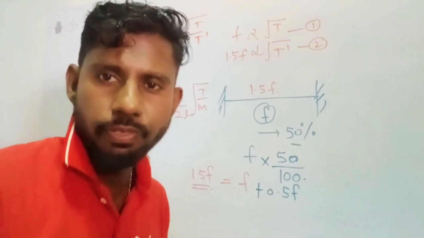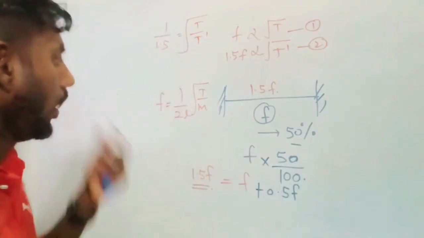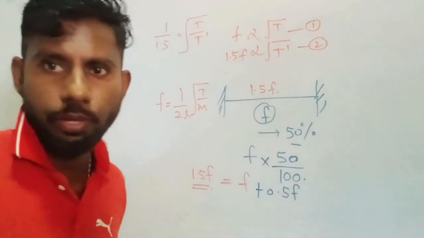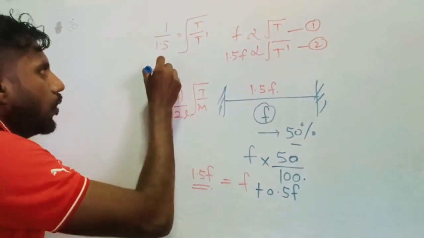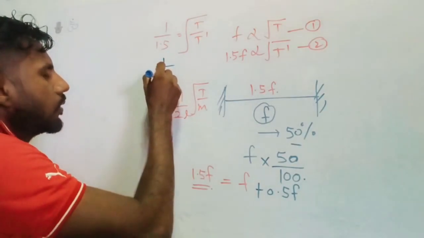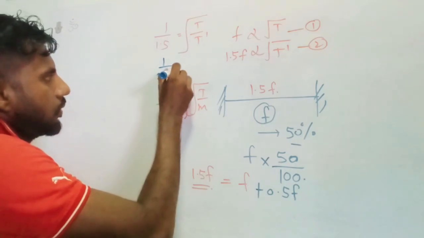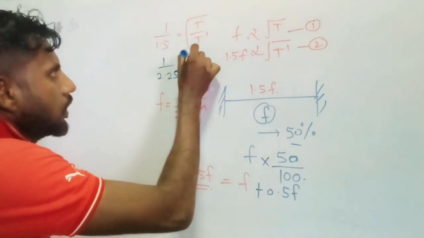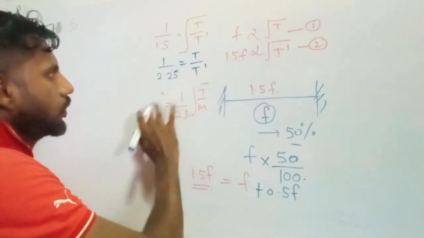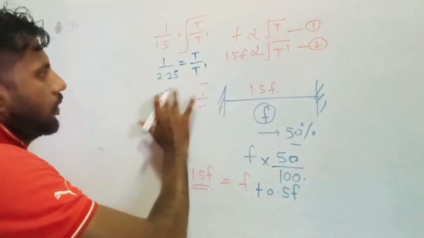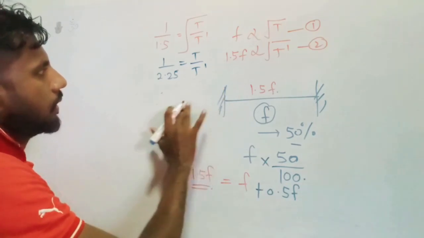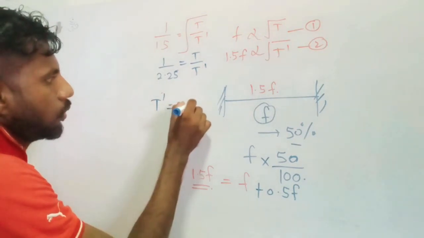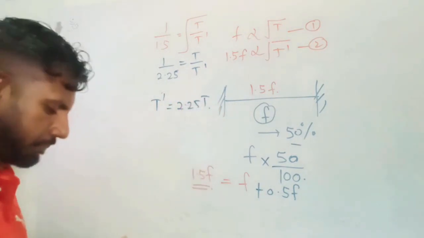For further simplification, we need to take the square root out. I mean, we have to square it. So I get 1 over 1.5 squared, which is 2.25, since 1.5 squared is 2.25, equals T over T dash. Moving into further simplification, now you can see here T dash equals 2.25 T.